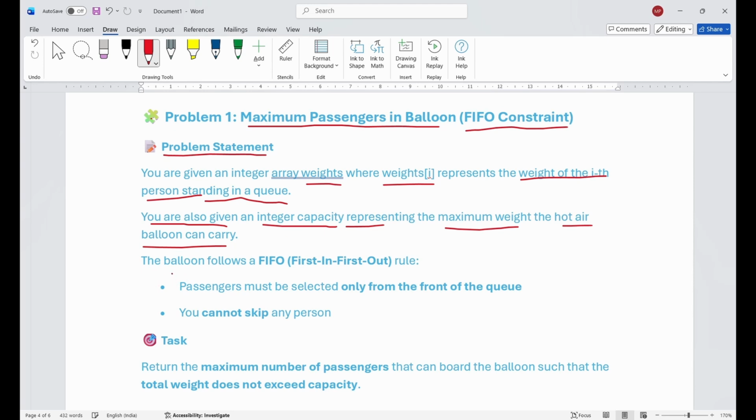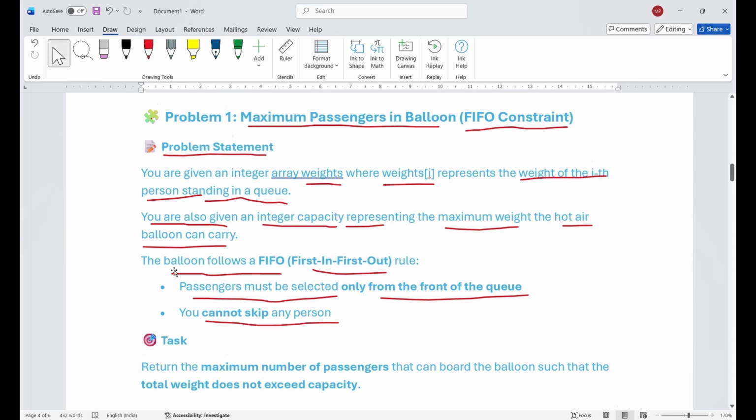Also there are two rules given, that is, the balloon follows FIFO, first in first out. As we saw, people are standing in a queue, so we have to apply FIFO. The first rule is passengers must be selected only from the front of the queue. The first person who comes, his weight has to be considered and compared with the capacity. If he is allowed to enter the balloon, we have to allow him. And the other rule is you cannot skip any person. This means if at any position that person cannot enter the balloon, we should stop that ride there and give the ride, then come back, get those passengers down, and check whether the next passenger can enter the balloon or not.